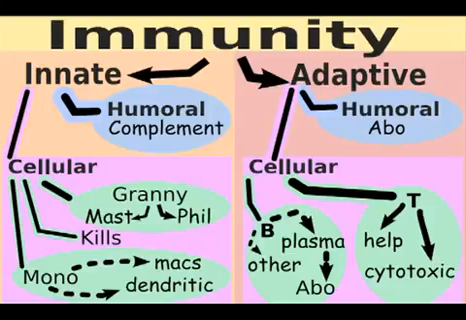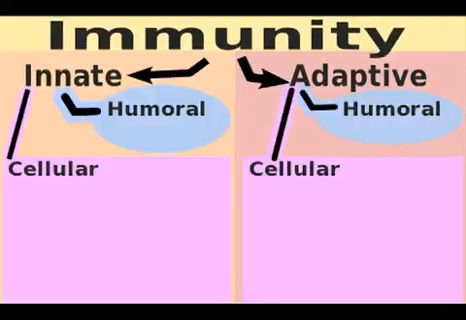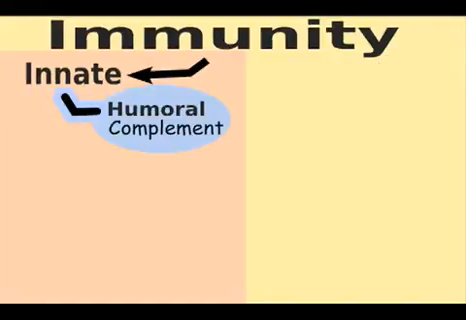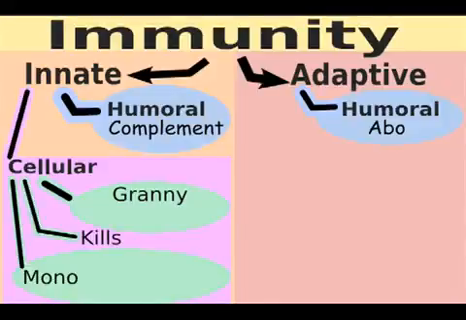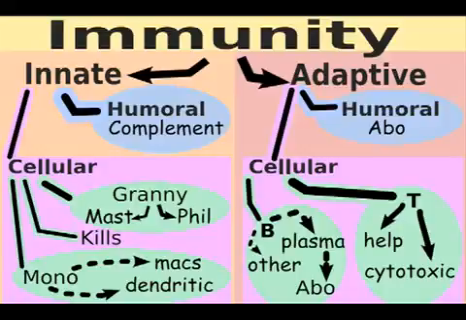To review a scientific organization of the immune system, innate or adaptive, cellular or humoral, there are 4 quadrants. Innate humoral involves complement. Adaptive humoral involves antibodies. Innate cellular involves mono kills granny. Adaptive cellular involves B and T cells, with T cells either helping or killing. Now that you can draw this diagram, you can continue your immunology learning without drowning in terminology soup.